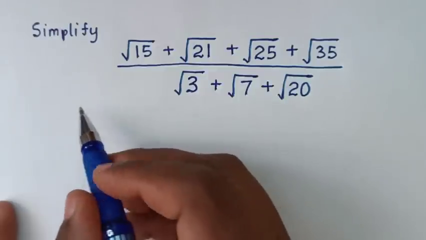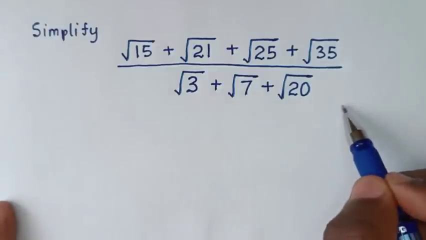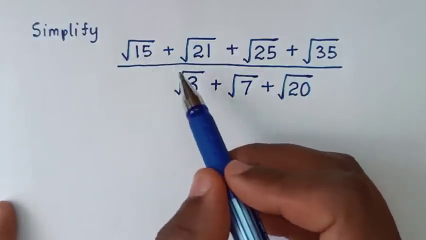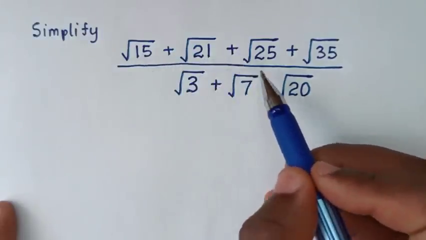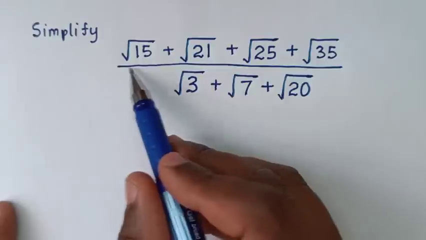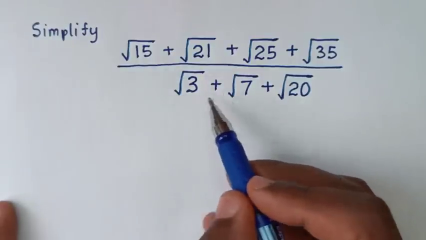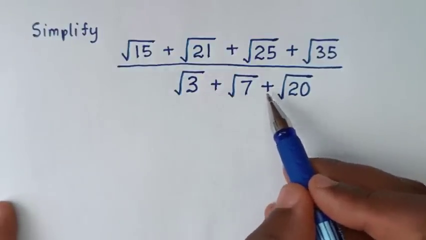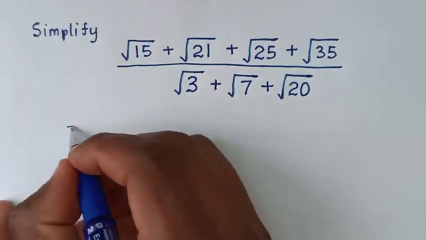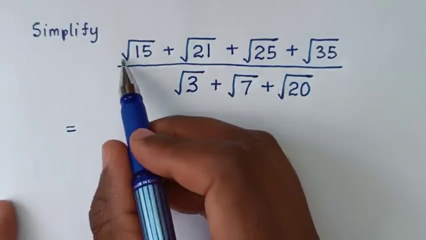Hello, you are welcome to solve this math problem by simplifying (square root of 15 plus square root of 21 plus square root of 25 plus square root of 35) over (square root of 3 plus square root of 7 plus square root of 20). So it will be equal to, from here, square root of 15.